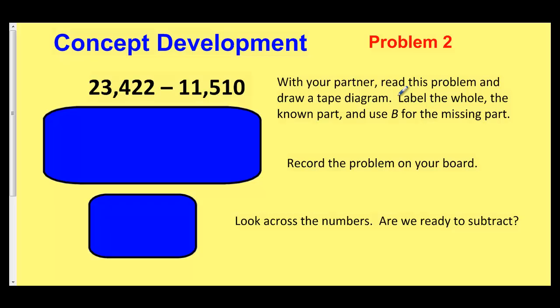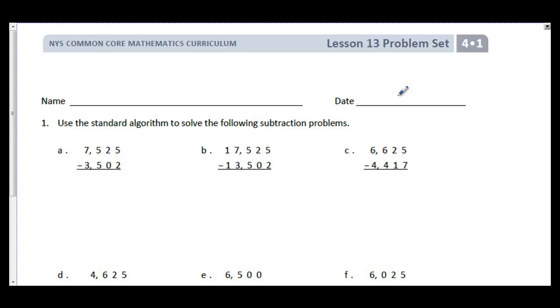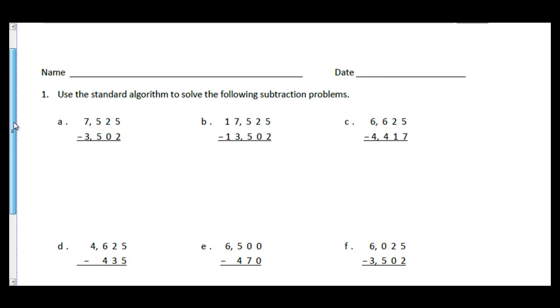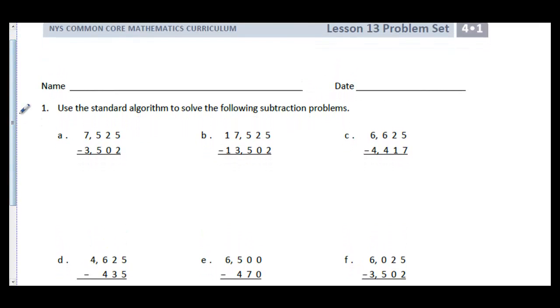Head on and take a look at our problem set. You'll notice on the problem set that we're not drawing a place value chart, we're just using the standard algorithm. When you don't use your place value chart or a model, this is just called the standard algorithm. Now, on your learning target today, it said we are only going to decompose once. That's the same thing as regrouping. We're only going to regroup once.